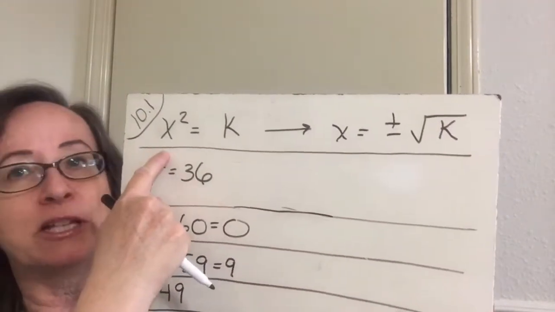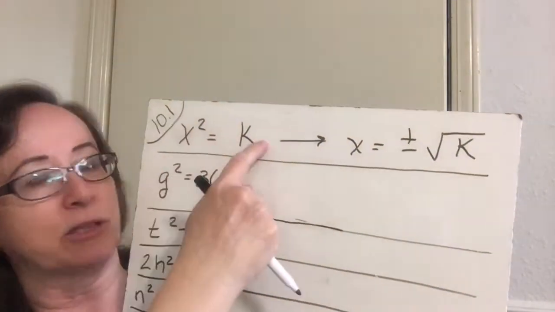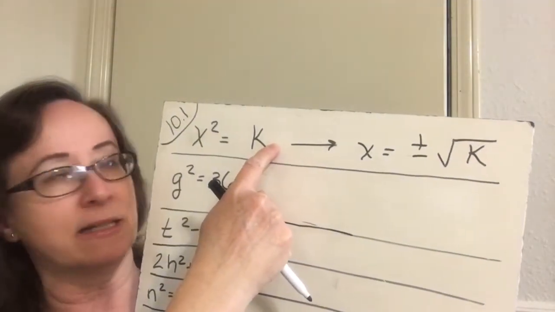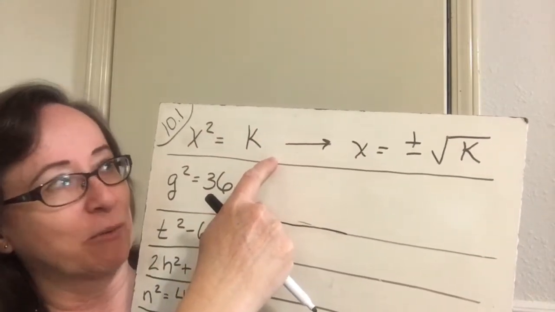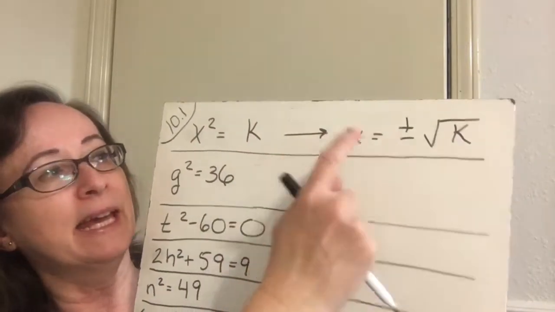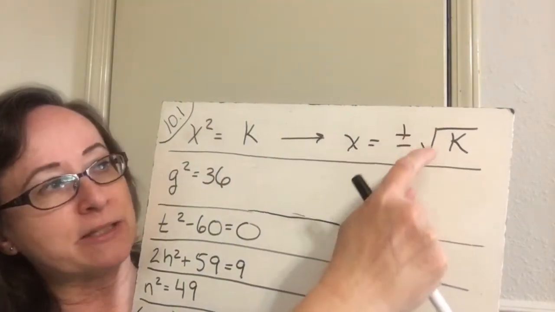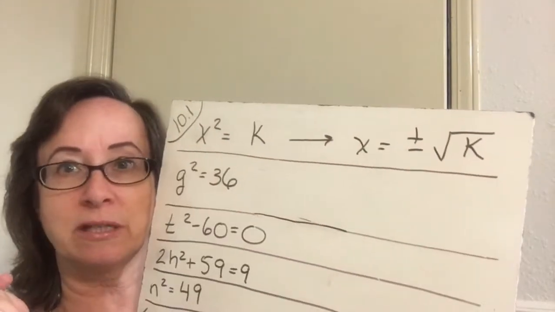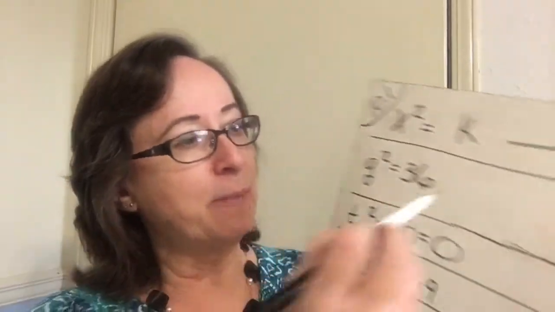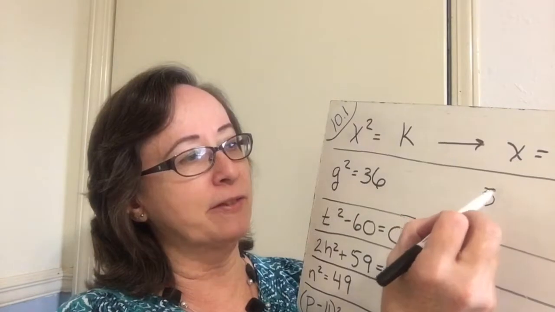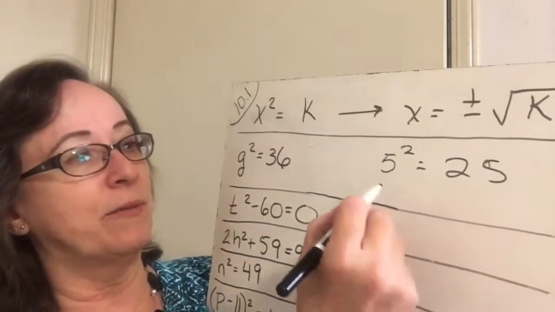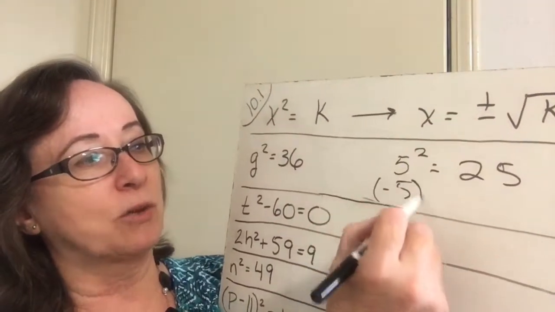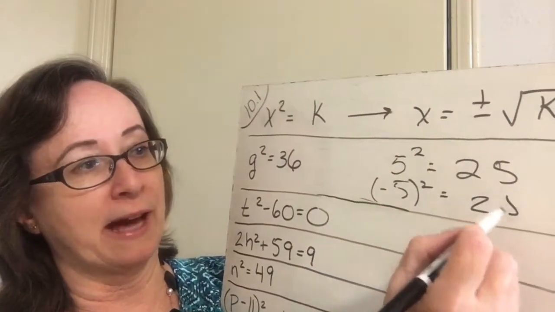If I have an equation that x squared is equal to some constant, or some expression, we'll find out later it works with expressions, then x is equal to plus or minus the square root of k. Now remember, we have plus or minus because we know that 5 squared is 25, and we also know that negative 5 squared is 25.